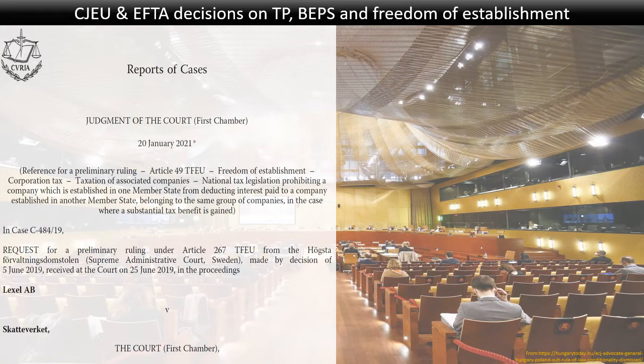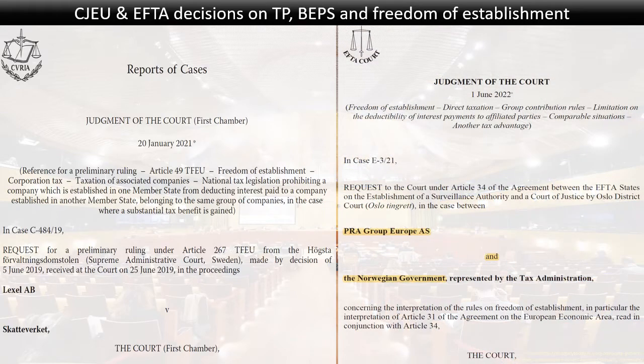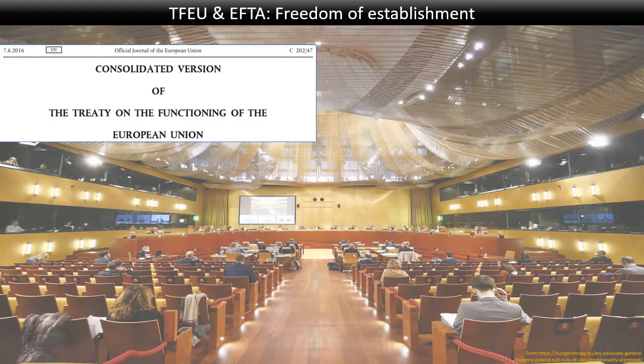The first case is from January 2021, and that is Lexel AB, and that was from the Court of Justice of the EU, and it deals with freedom of establishment and limitation on interest deductions. And then we have a much more recent case from the 1st of June 2022 from the EFTA court, which deals with the EFTA countries' freedom of establishment and the treaty setting up the European Economic Area and the EFTA area and stuff like that. And that too deals with the freedom of establishment, and it concerns the PRA group Europe AS versus Norway.